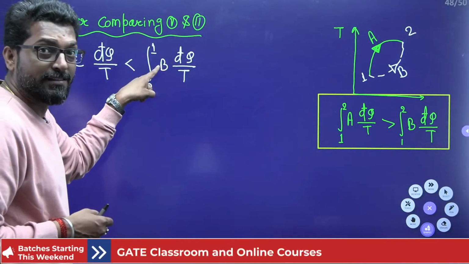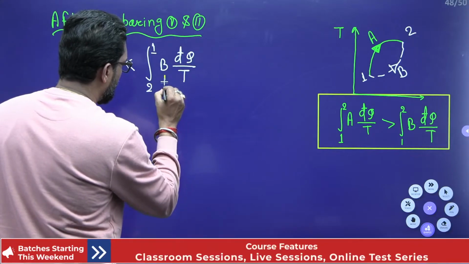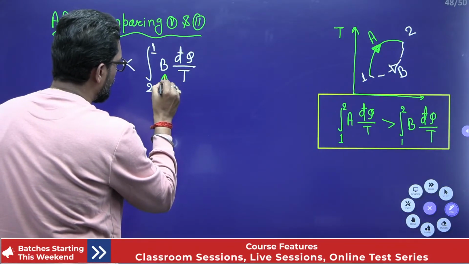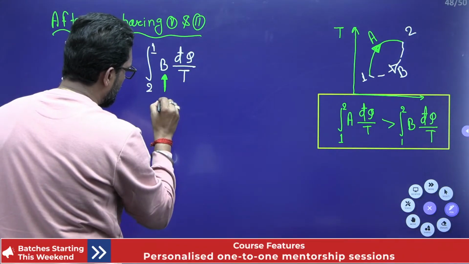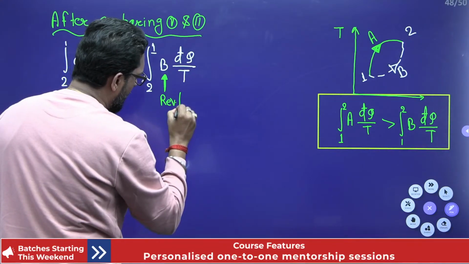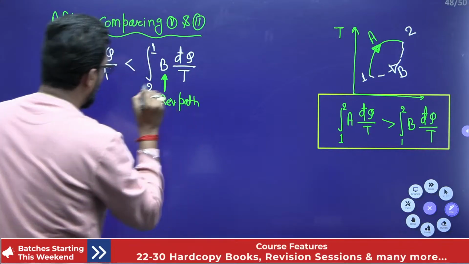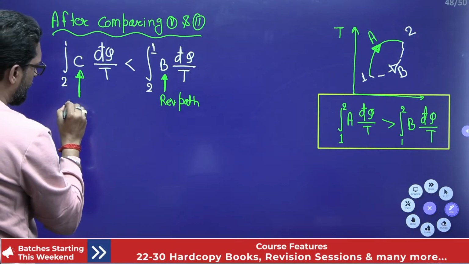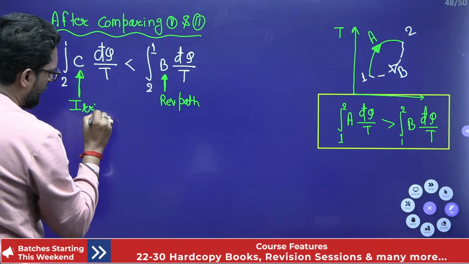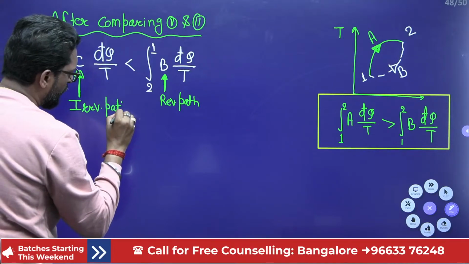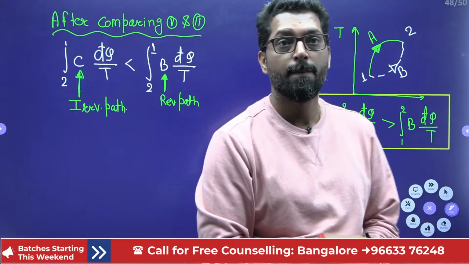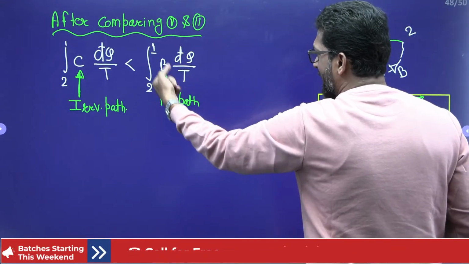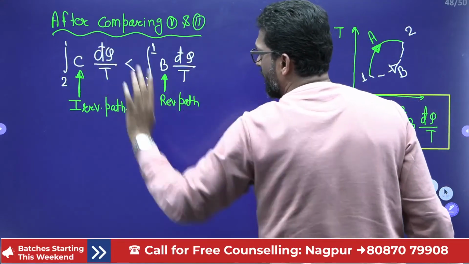So B is reversible, that means this is your reversible path, and this is your irreversible path. This is a very important observation. This is the first observation you can make, okay? So for the reversible path, dq by t is higher than for the irreversible path.